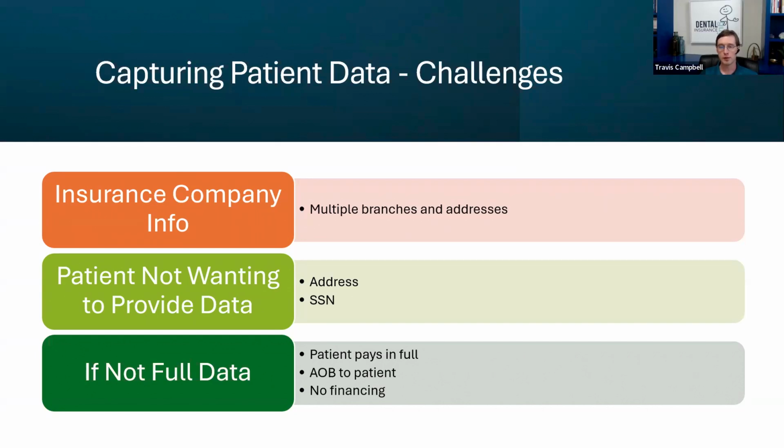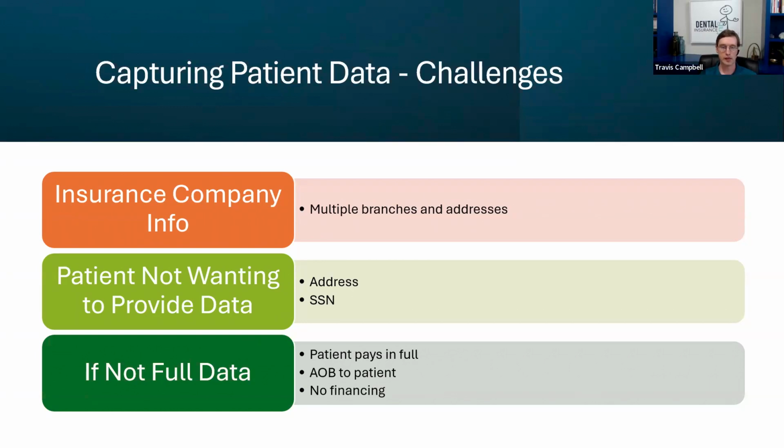If they're going to limit the information you have to process their insurance, then the patient needs to pay you in full, day of treatment or before. You need to send assignment of benefits to the patient, and you need to not offer financing to the patient in-house. Big reason, Social Security number is how you track and kind of get collections. So if you ever need a collection company involved, they're going to really want that Social Security number because that's the best way to get money.